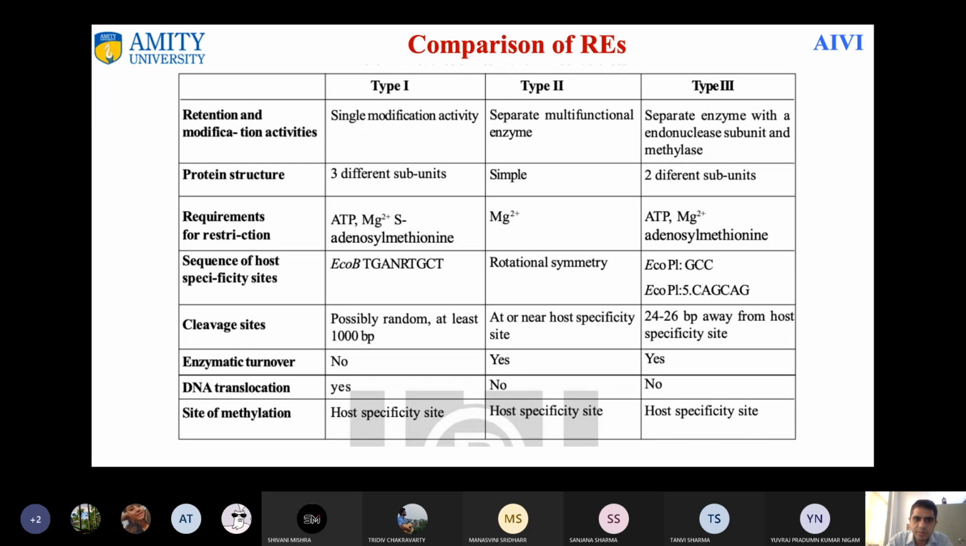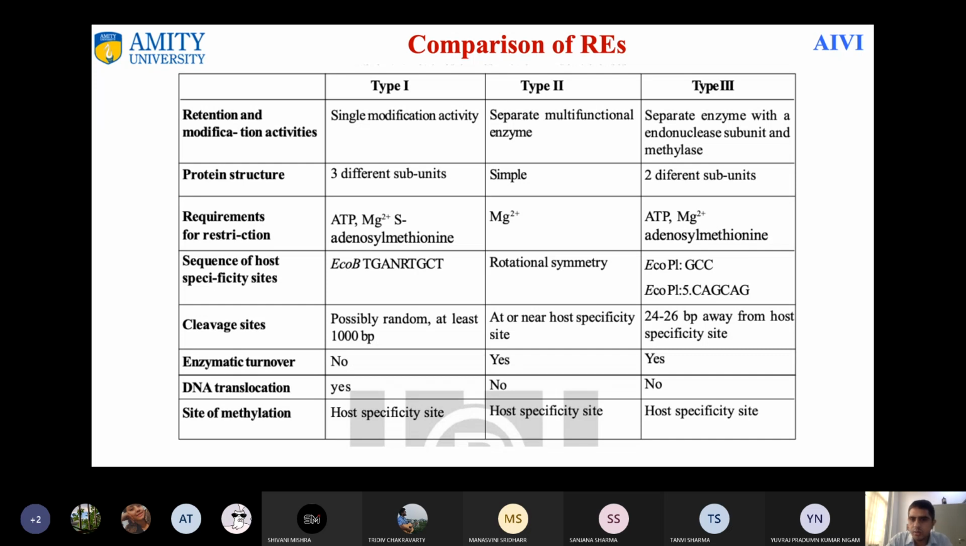Then the sequence for specific sites. Asymmetry is there in the case of your type 3, and asymmetry is there in type 1 also. In type 2, rotational symmetry is there, so both the strands are going to produce a cut, symmetrically producing the cut. Type 1 cuts very remotely, 1000 base pairs away. Type 3 cuts 24 to 30 or 26 base pairs away from the host specific site. Type 2 cuts at or near the host specific site, which is the more specific one.